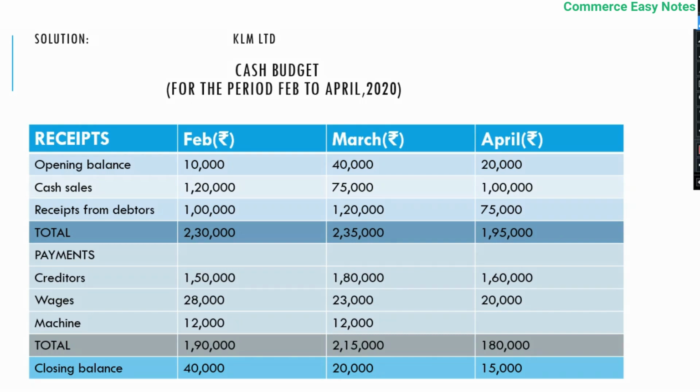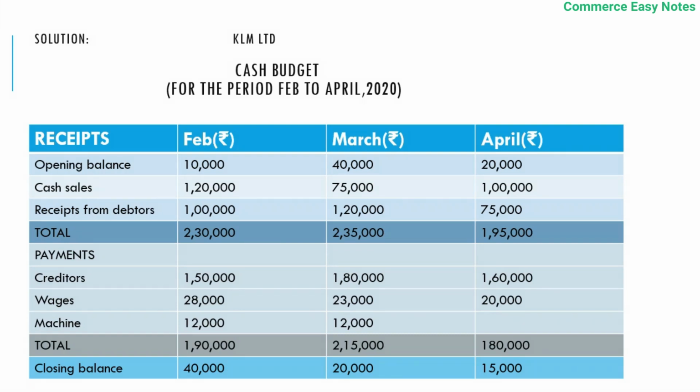The difference between receipts and payments, 2,30,000 and 1,90,000, comes to 40,000. This 40,000 is the closing balance of February. It is brought forward from February to March, and it becomes the opening balance of March, 40,000. So this is how it works.